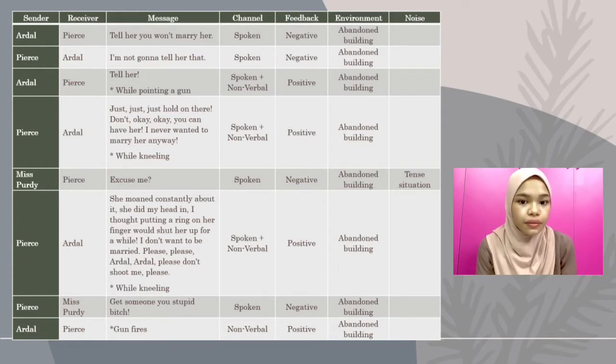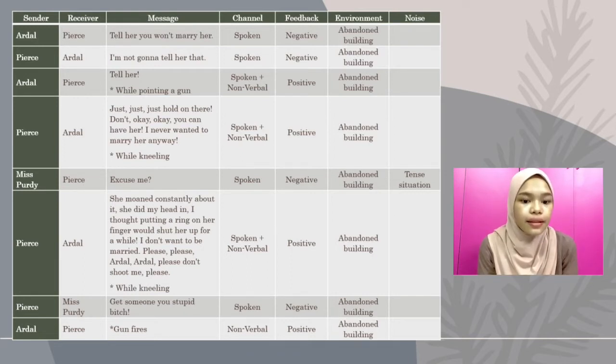Okay, based on the table above, the example communication is between Ardell and Pierce. The sender is the someone who speaks, which is Ardell, and the receiver is Pierce, the someone Ardell is talking to. The message is the dialogue from the short film. The feedback is the way of communication, either the receiver, Pierce, replies to the message or not. If it is positive, it means he replied to the message. If negative, it means Pierce did not reply. The environment where the scene is happening is in a burned building. There is no noise of communication between both of them.